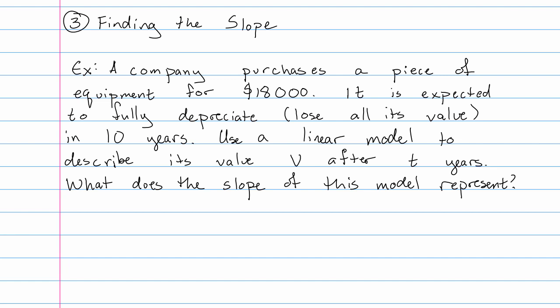So we want to describe its value after t years. We want to describe the value as a function of time. So the value depends on time. How do we do this? How do we find out the slope? Well, I'm going to make a table similar to the one that I made before, with t on the left and v on the right.